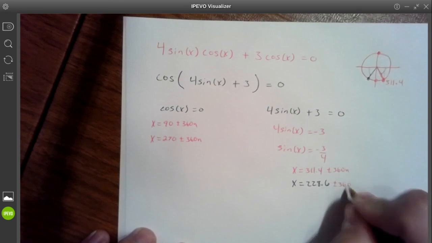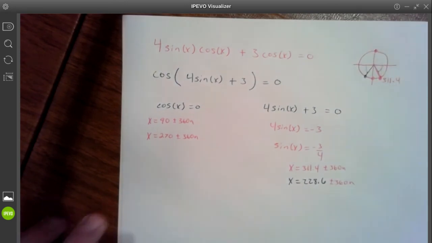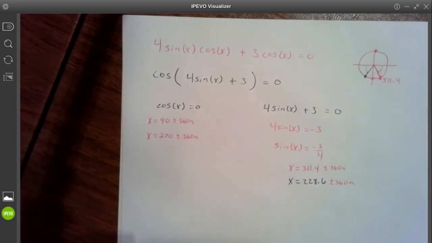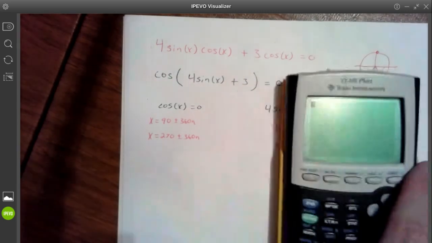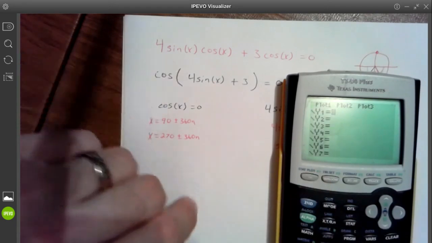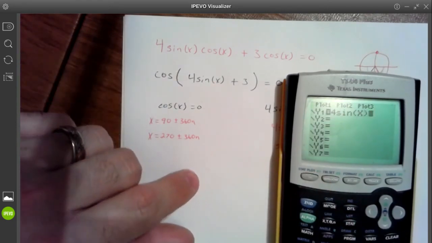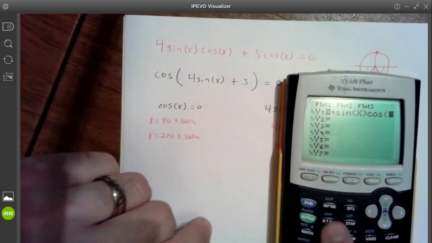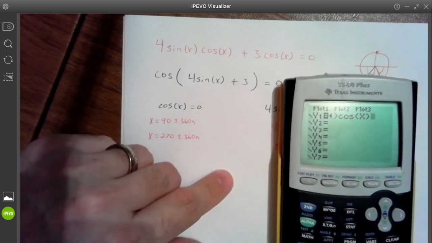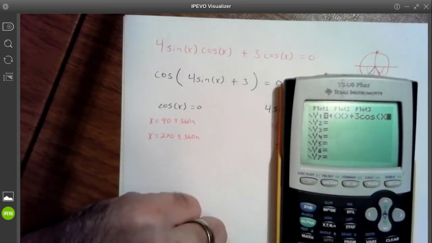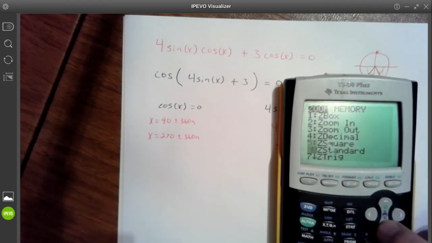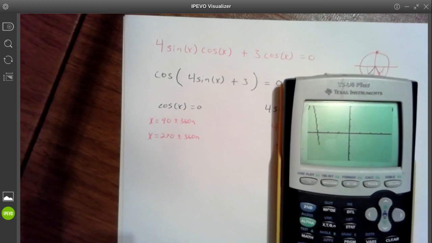I want to show you on the calculator what the graph of this one looks like. It's pretty funky, but you can use your calculator if you want. If you're tech savvy enough, you can use your calculator to answer these types of trig equations. So we'll go up to our y equals, and we'll type it in. So 4 sine of x, close parentheses, cosine of x, close parentheses, plus 3 cosine of x. And then on the graph, remember to go to zoom, trig. This is a pretty interesting looking graph here.